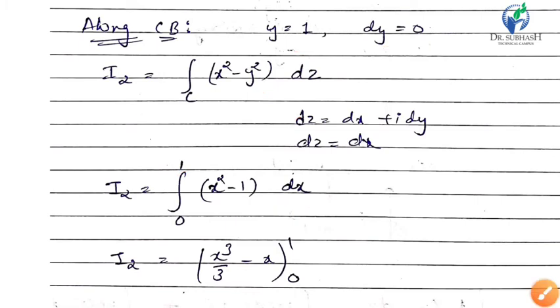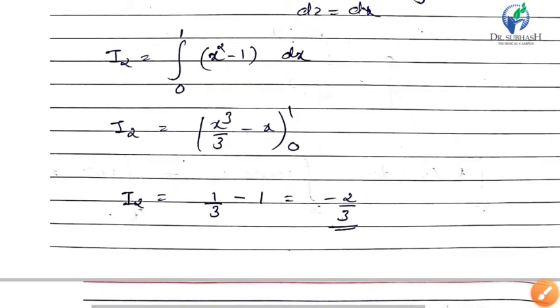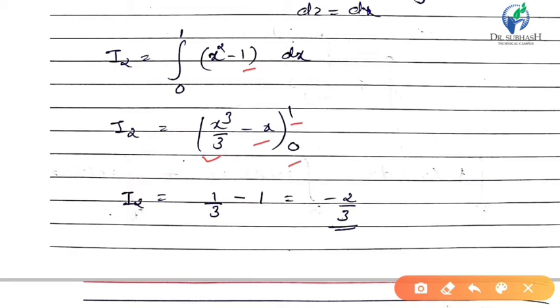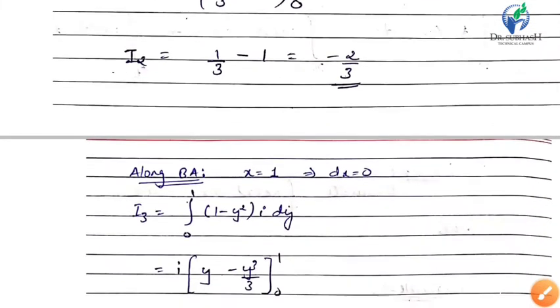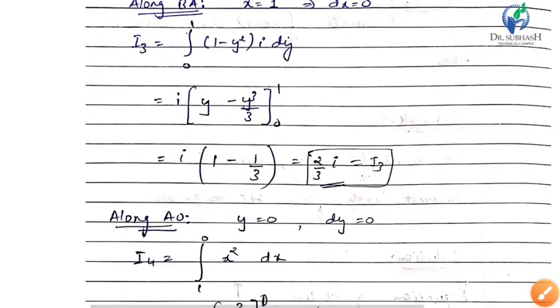I will simply integrate this. Integration of x square is x cube by 3 and integration of 1 will be x. I will put the limits, upper limit minus lower limit. Then I2 will be equal to minus 2 by 3. Same way, I am taking another path along BA.